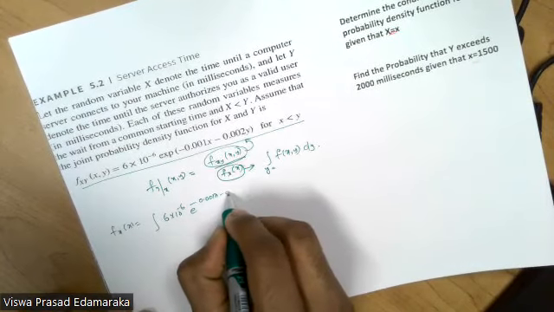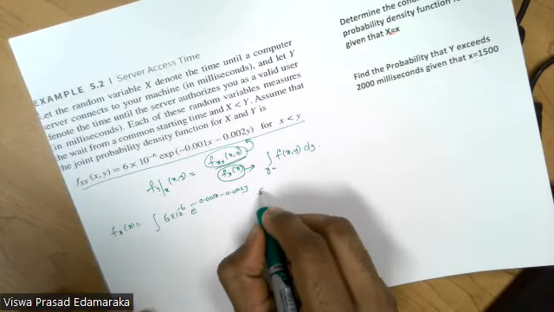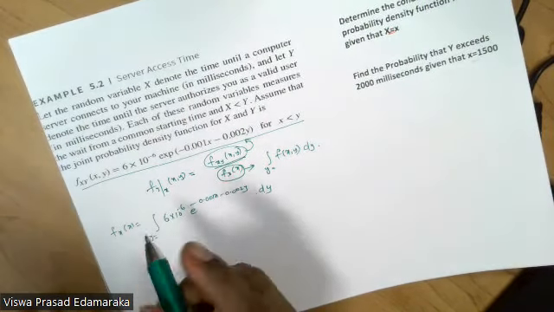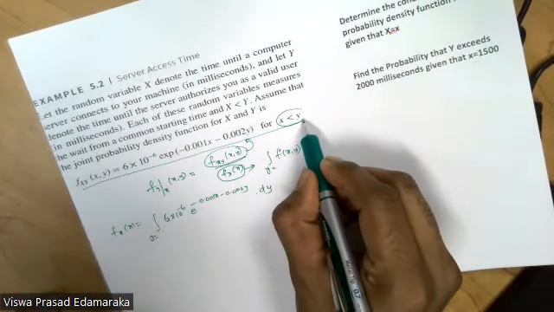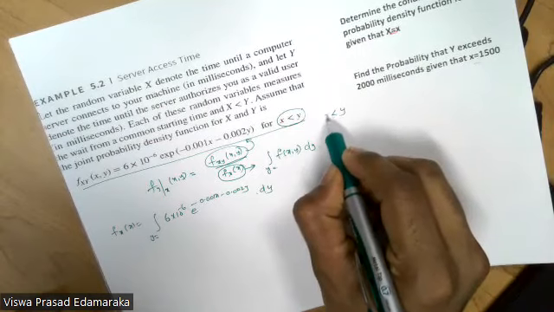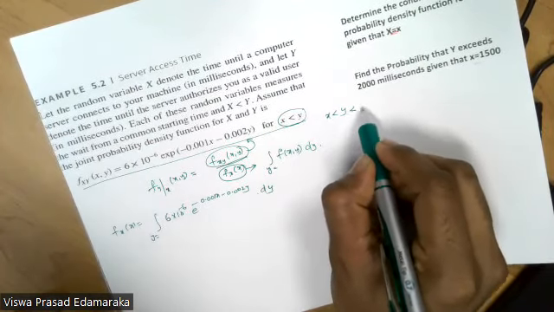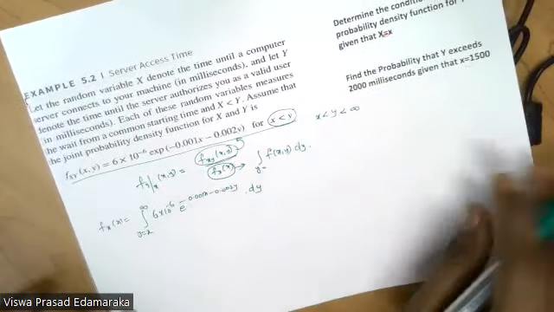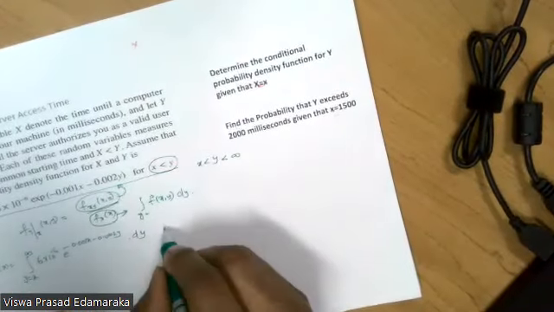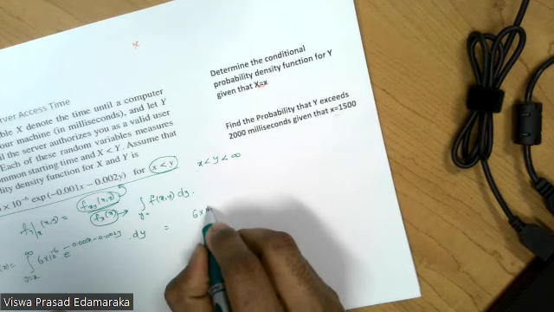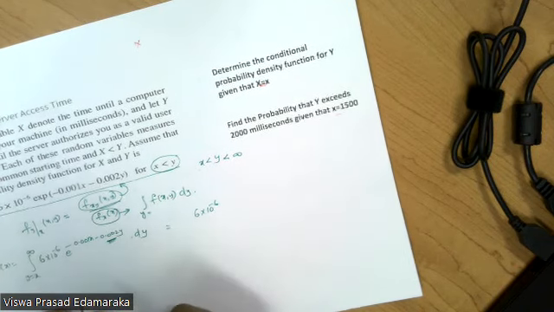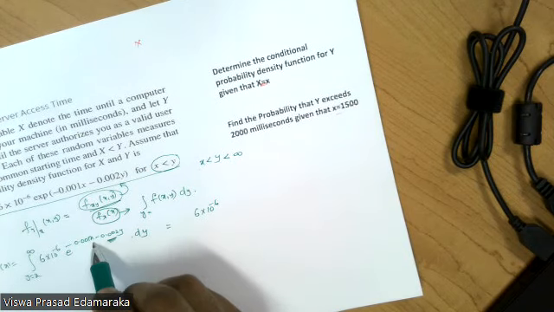I'm writing it. With respect to dy, what are the limits for y? We know this limit: y starts at x and goes up to infinity. So from x to infinity. This is a constant, 6 times 10 to the power of minus 6. I will calculate only the y function, not x.